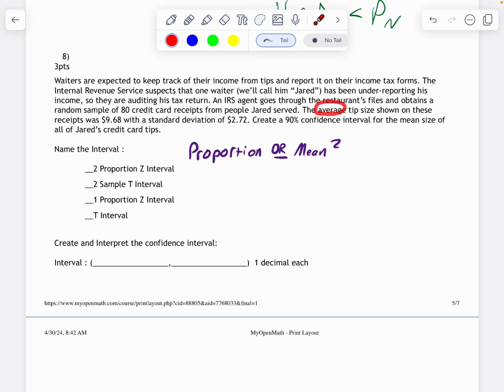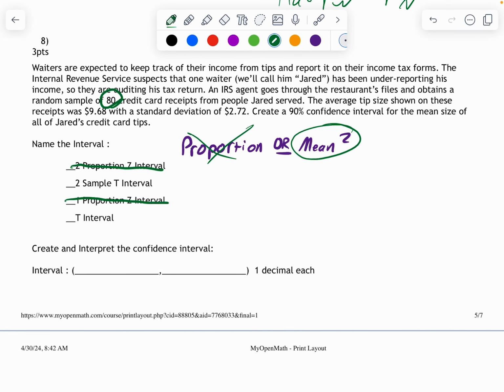The average, here we go, average, okay? So it's not a proportion, it's a mean. And we had 80 credit card receipts. The average tip size shown on the receipts was $9.68, and the standard deviation was here. Make a 90% interval. This is a single sample, folks. We have one group of 80 receipts. It's not two.